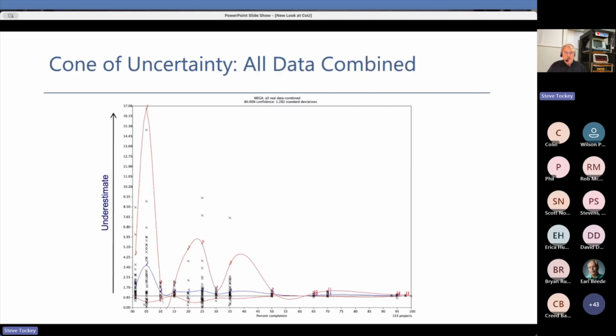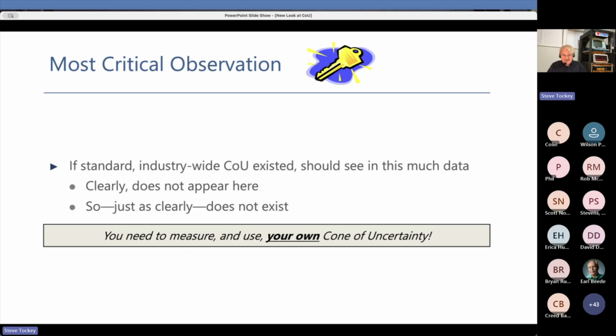Okay, now what I did as an experiment was take everybody's data and throw it into one big bucket and just run it all as one big bucket. And this is what happens when you take all of the data and analyze it in the same bucket. Now, the important thing here is that if a standard industry-wide idealized cone of uncertainty existed, we should be seeing it in this much data.